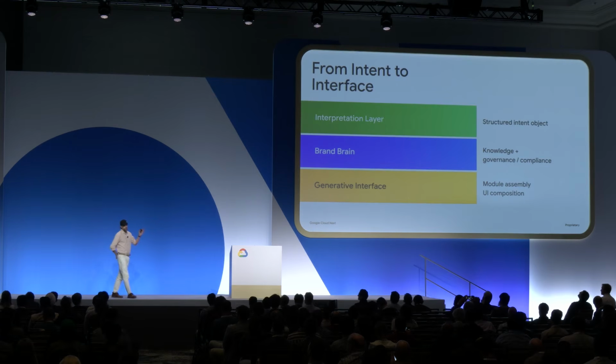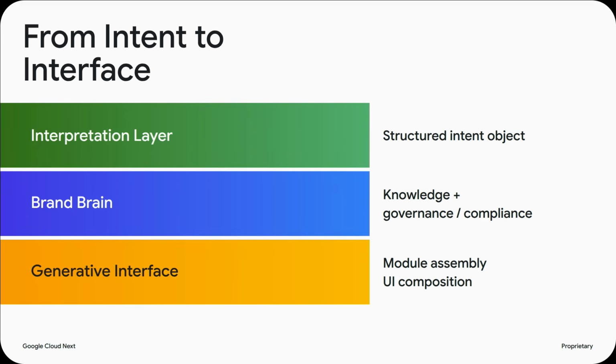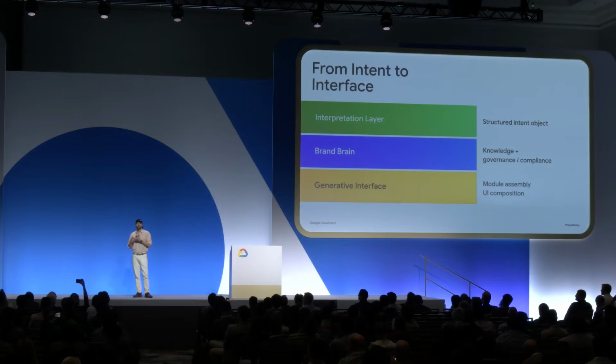So how do we go from intent to interface now? Well, 3 elements. The interpretation layer, we've just seen it. We take an intent, we break it down. Then we pass that to a brand brain. This is where all of the product data, the brand data is stored, and it also has governance and compliance. And finally, we pass this to the generative interface, which takes this content and assembles it on the fly.